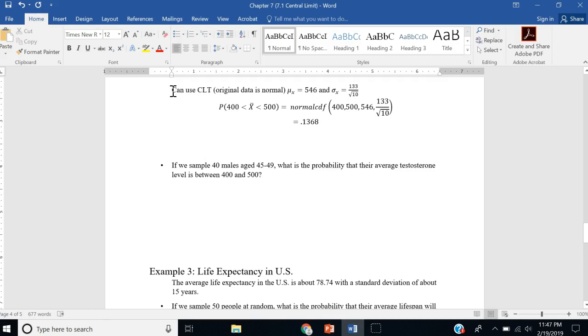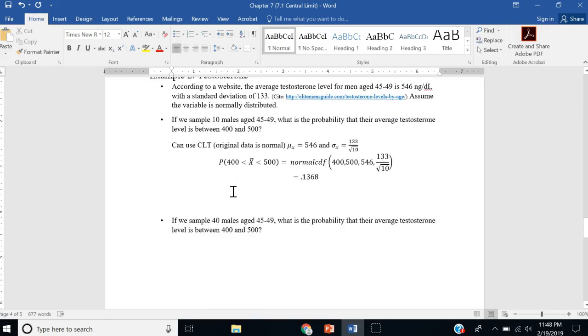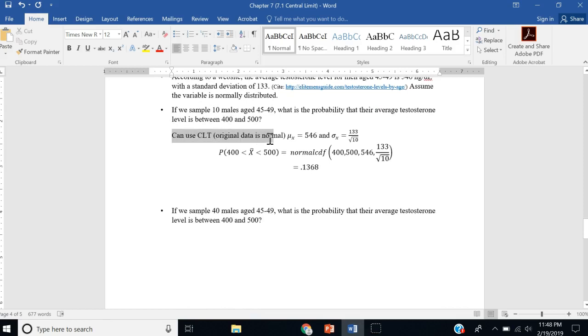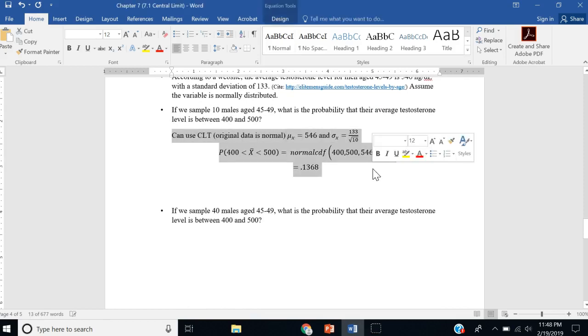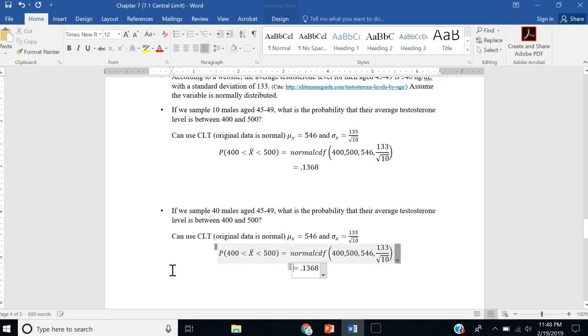All right, so hopefully you did that. Again, here we sampled 40 males, so I don't even care if the original data was normally distributed or not, but it is, so it doesn't matter. So we can use our central limit theorem. We have a big enough sample, and my original data starts out as normal.